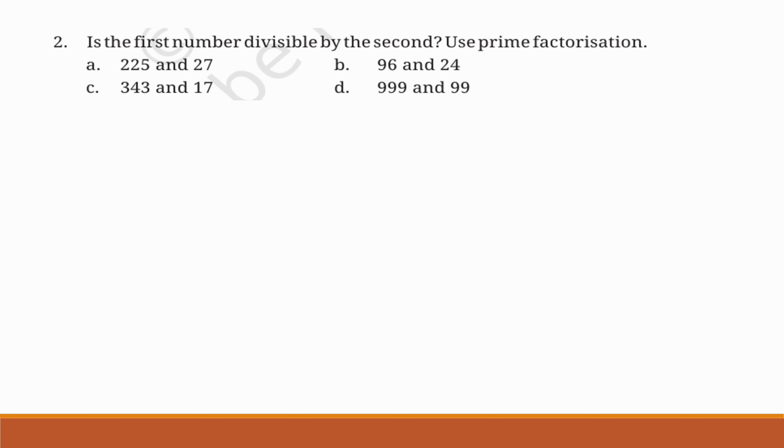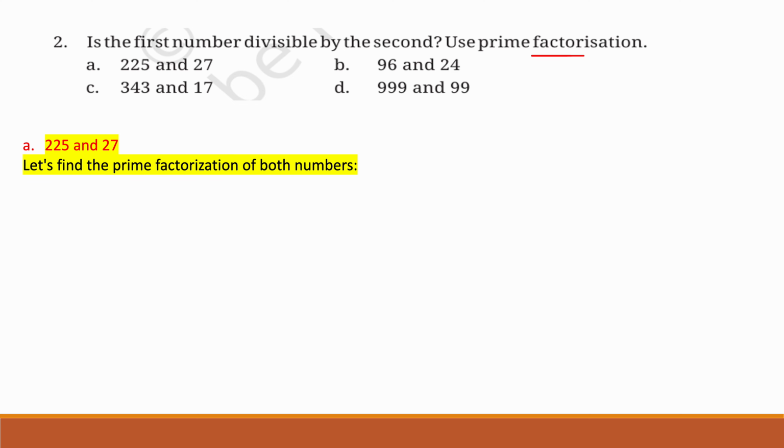Is the first number divisible by the second? Use prime factorization. First one, 225 and 27. Let us find the prime factorization of both numbers. Prime factorization of 225. How to find?